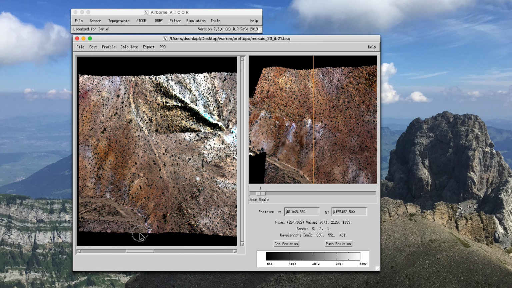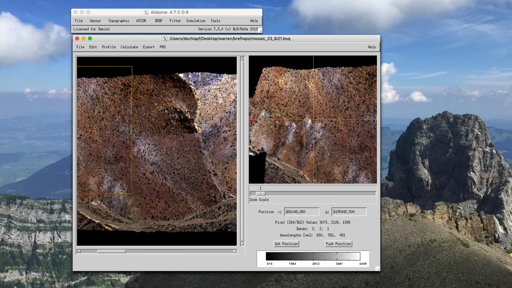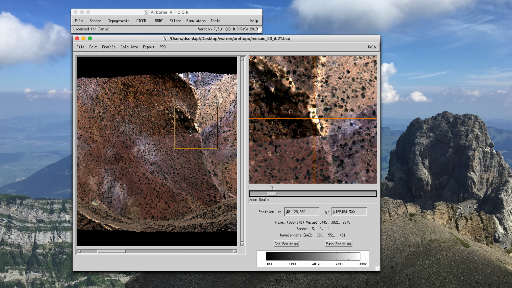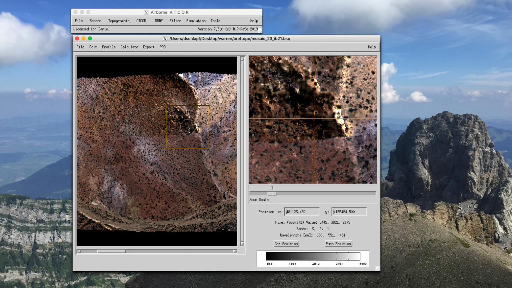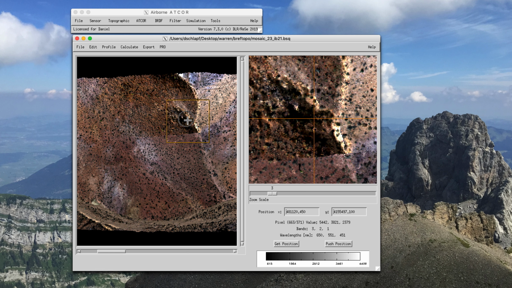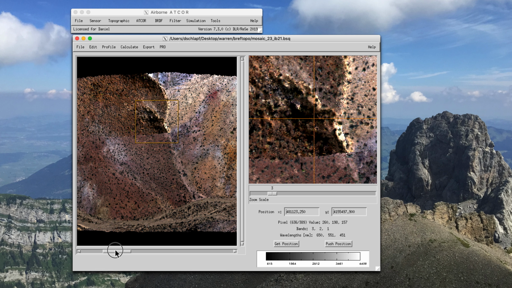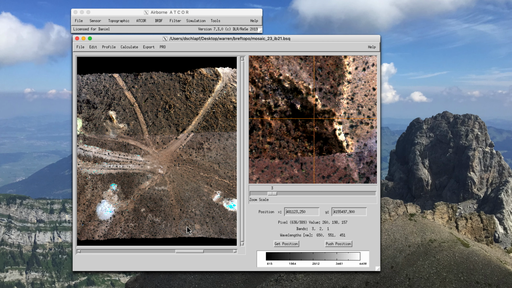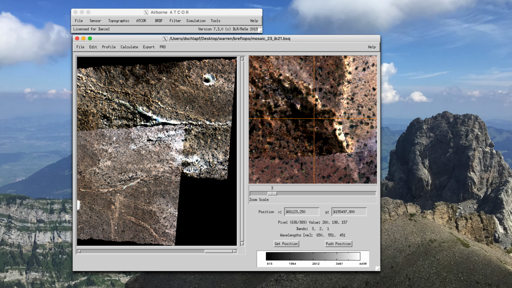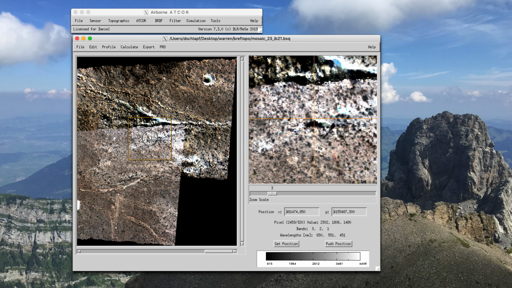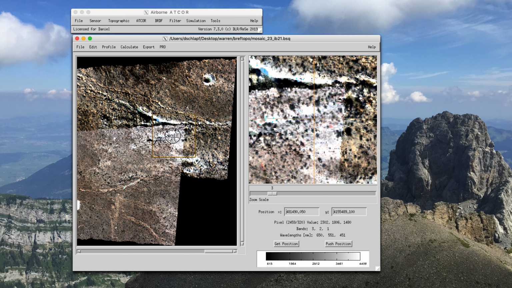There are some problems, of course, regarding the cast shadows, because cast shadows cannot be corrected by this incidence BRDF correction, so the cast shadows will cause a difference between the two flight strips. Also, there is a difference on the very bright targets. That's something to be analyzed.